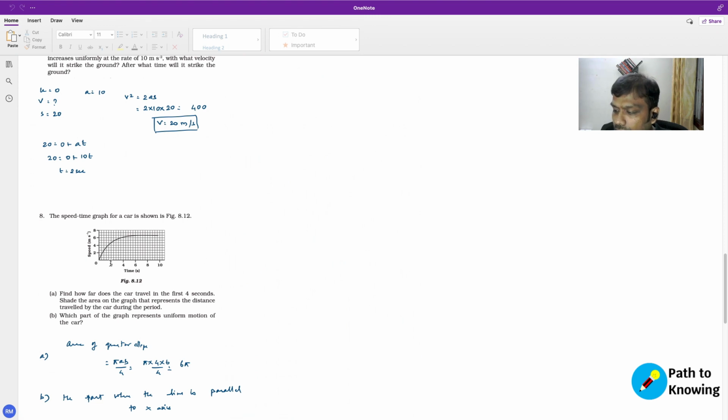So let me try to map that here. Somewhere here is the area. How far does the car travel in the 4 seconds? If you are able to calculate the area of this, then we should be able to say that the car has covered so much distance in the first 4 seconds.